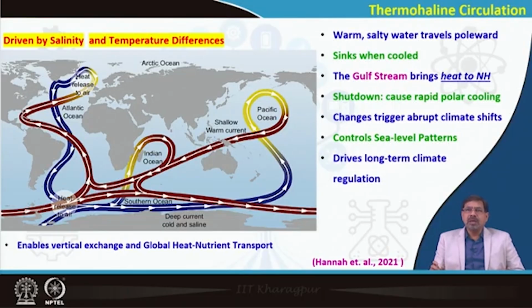The Gulf Stream brings heat to the northern hemisphere, and thereby can trigger abrupt climate shifts. It controls sea level patterns and drives long term climate regulation. Friends, this enables a vertical exchange and global heat exchange, as well as nutrient transport.